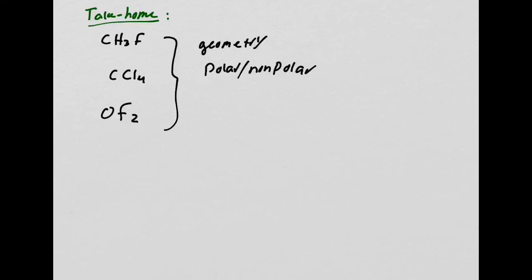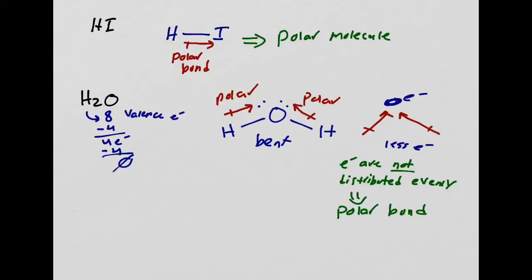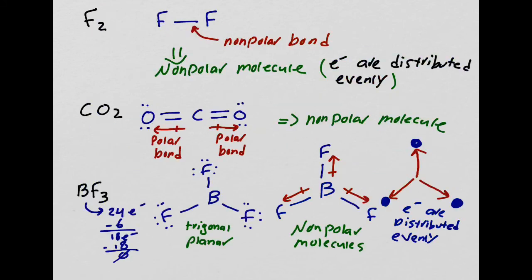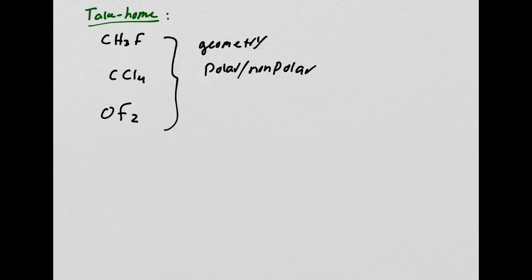I do have a shortcut for polarity, which I'll show you next time. But I want you to understand it based on this. Are the dipoles going to cancel out? Are they distributed evenly or not? And I'll show you the shortcut next time. Okay, don't forget, do this take home.